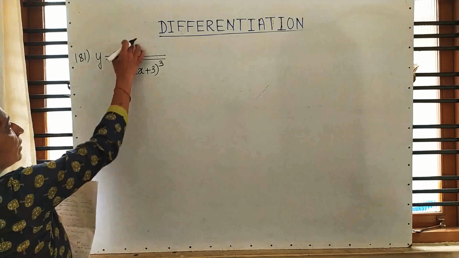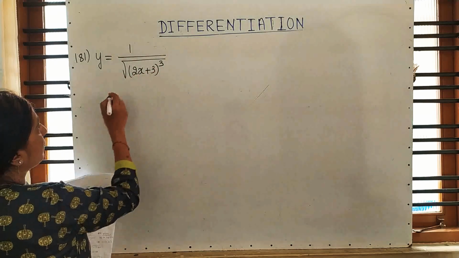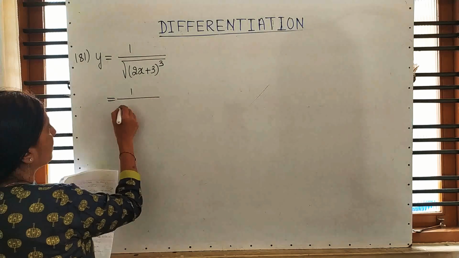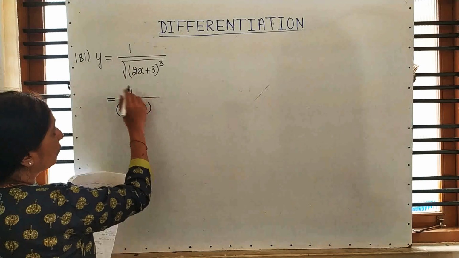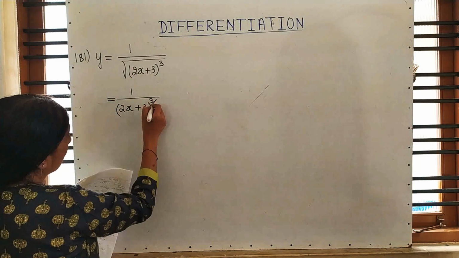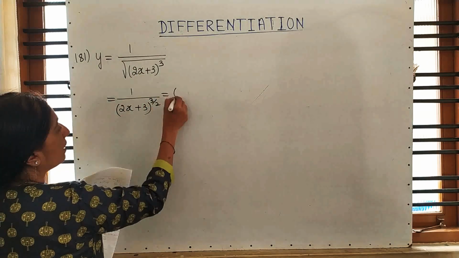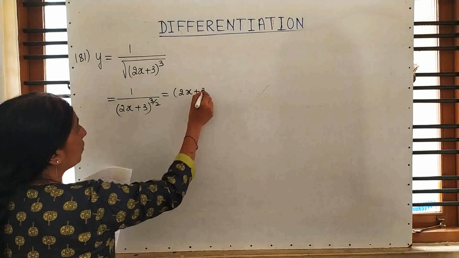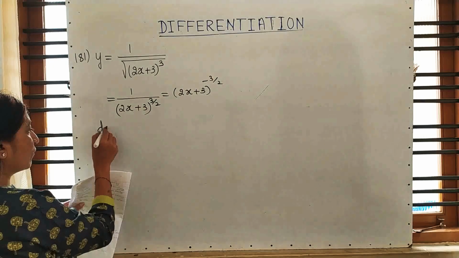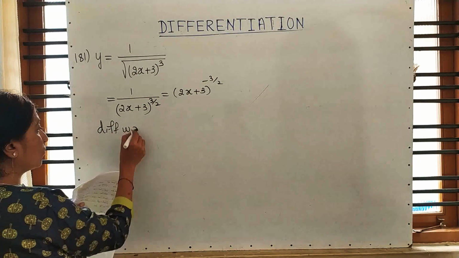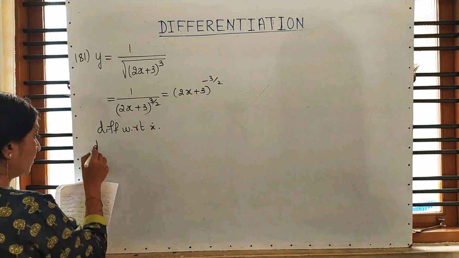Y is equal to 1 upon square root of 2x plus 3 whole cube. That is nothing but 2x plus 3 raised to 3 by 2, the conversion of the root into the form of indices. And take it in the numerator, because in the numerator we don't have any x, so write like this. Now differentiate. First we have to differentiate the power.